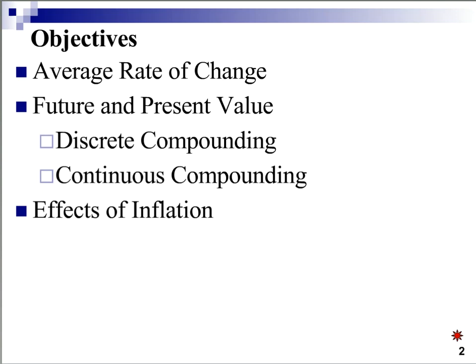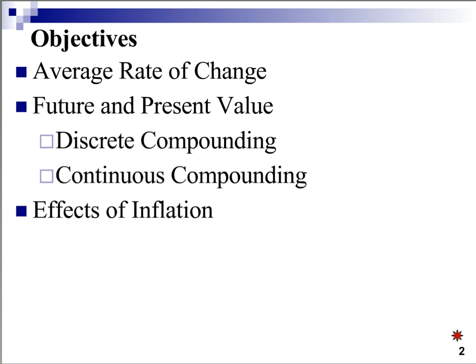So first, let's talk about the objectives for this particular topic. They're pretty straightforward. We want to first talk about and define what we mean by the average rate of change from a mathematical point of view. The next thing we're going to do is explore that in a lot more detail. So the way we will do that in this particular topic is by looking at a very common formula for future and present value of investments and monetary investments. And we will do that in two basic ways.